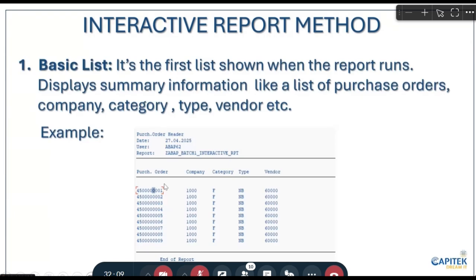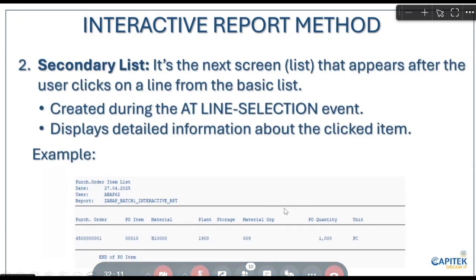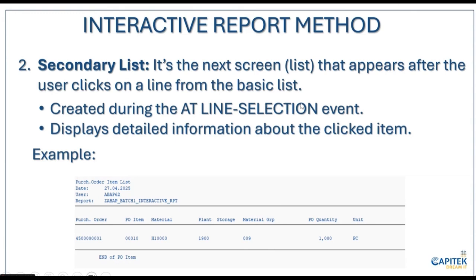When the user clicked on the first line, the at line selection event will trigger, and corresponding to that line, the first line which was clicked, you can see the secondary list over here. We are calling it an item list. The date, user, and the report are the information shown over here. And apart from that, we can see purchase order and other column information.